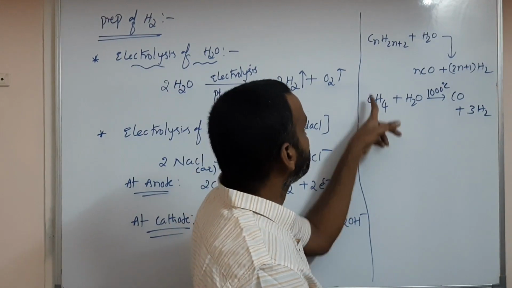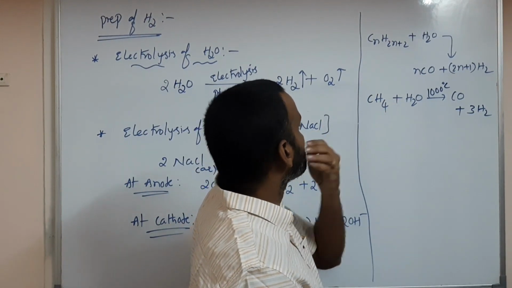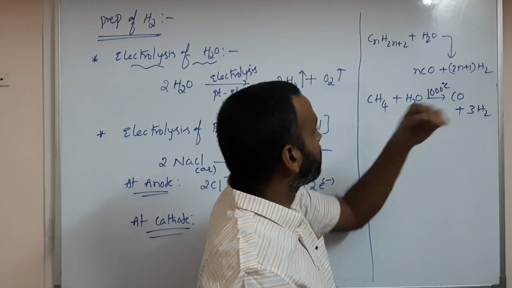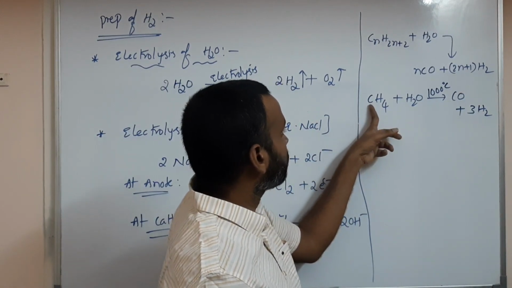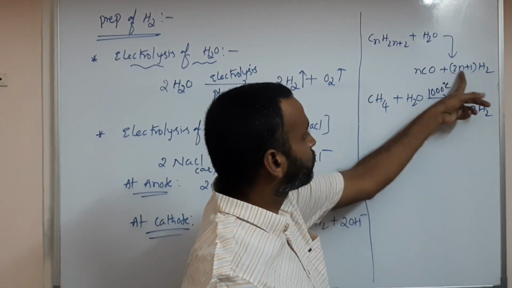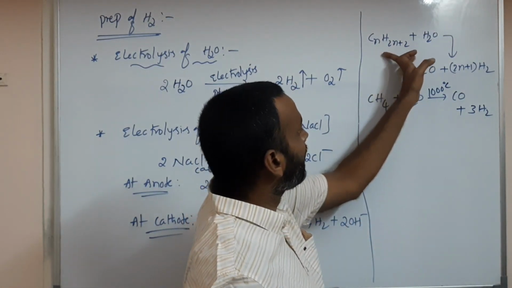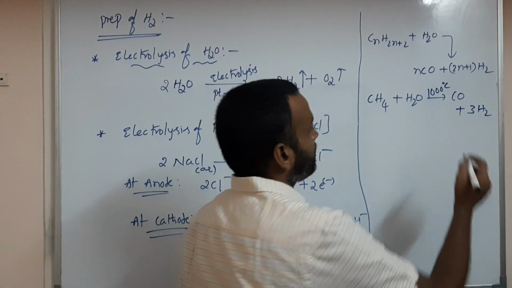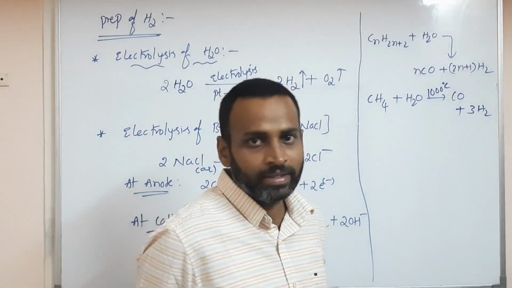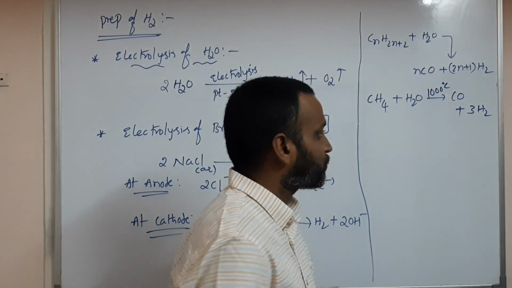Understanding? n is 1 in CnH2n+2, so you can have 2n+1. With n as 1, 2 into 1 plus 1, that is 3 H2. Generally, this is the general hydrocarbon hydrolysis at 1000 degrees Celsius. In this way, you can have H2.